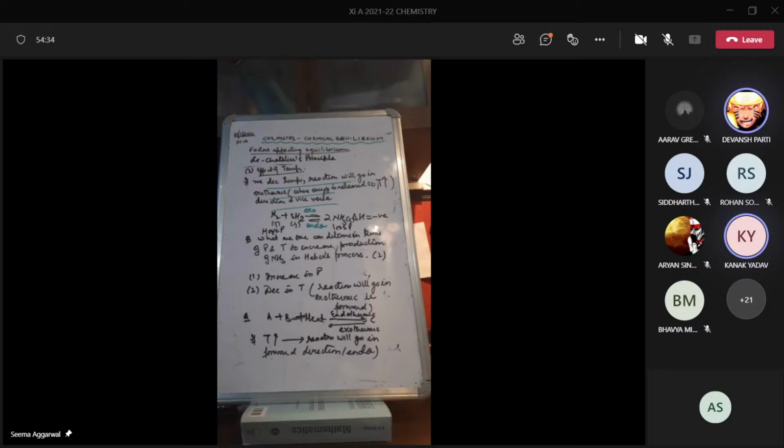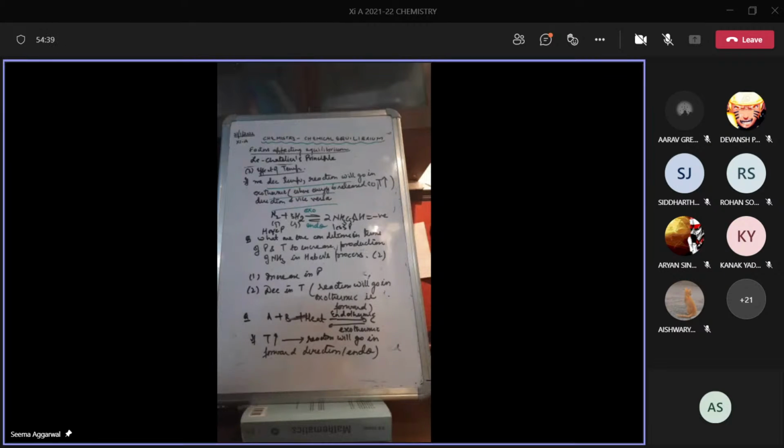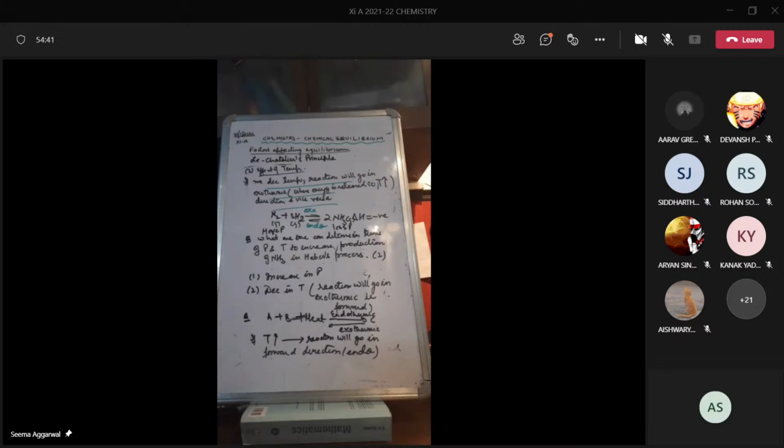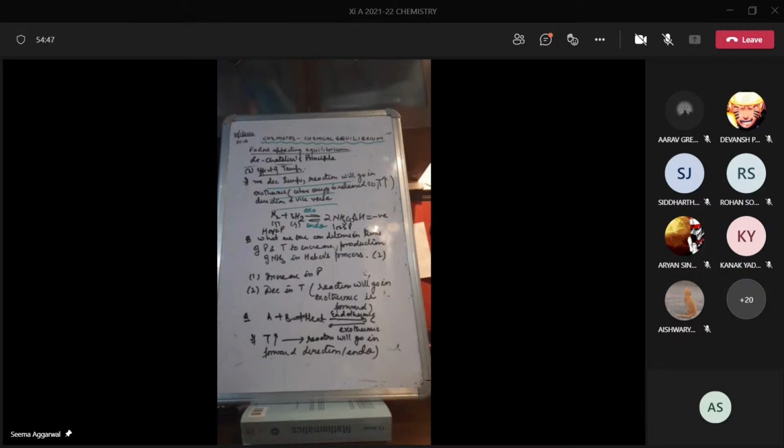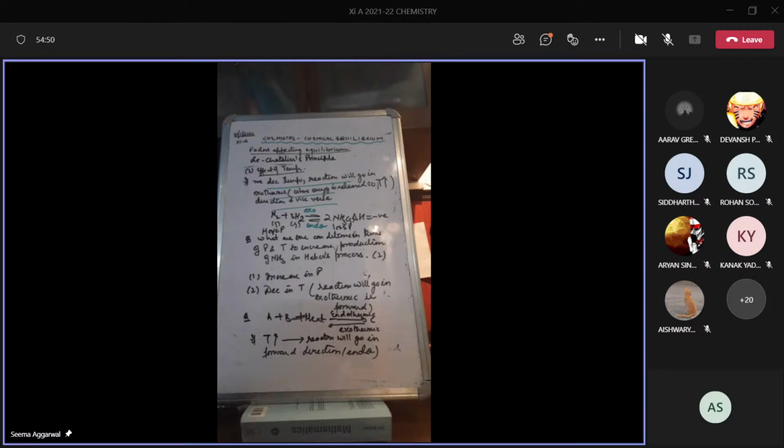Generally decomposition reactions are endothermic, right? Can you repeat which ones? Decomposition reactions. Generally they are endothermic, but not always. Generally.